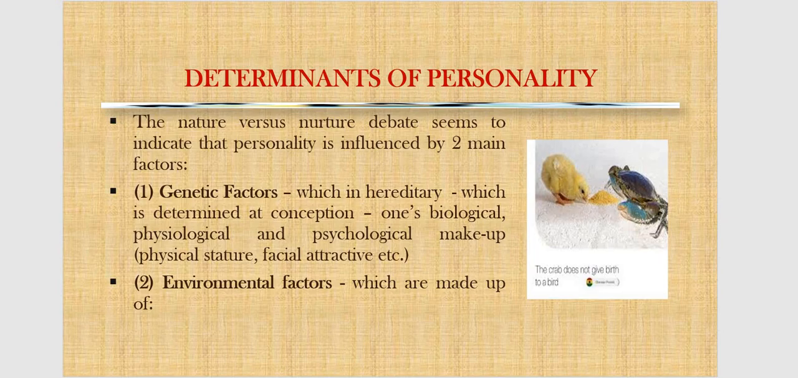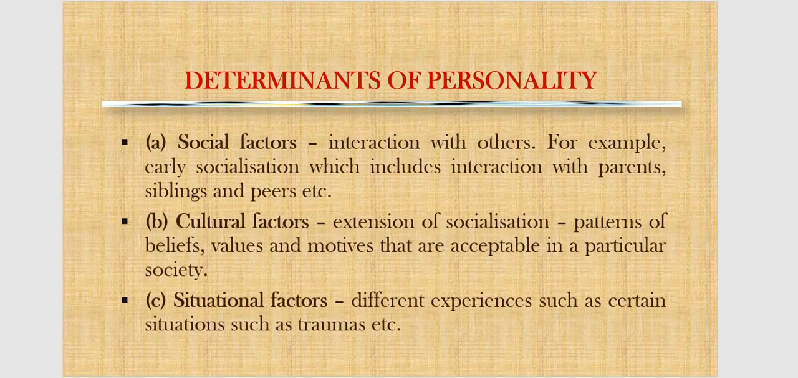Okay, so from the interactionist perspective, it means genetic factors and environmental factors are both essential in human development. Okay, so let's move on to the determinants of personality.